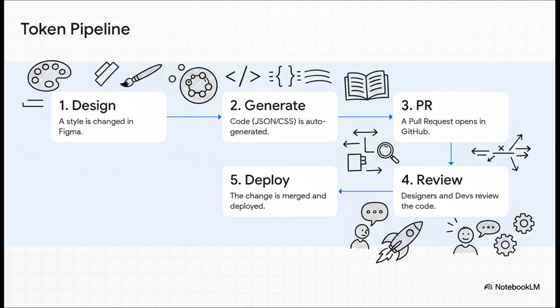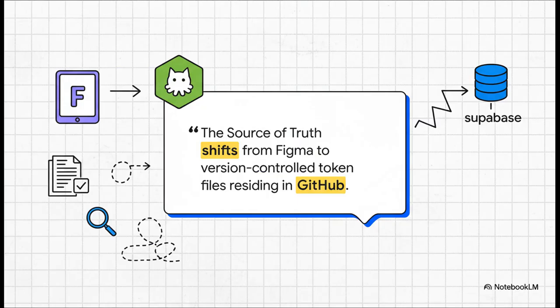This then automatically creates a pull request in GitHub, where now both designers and developers can review the exact same change together before it's merged and deployed. It is a completely seamless pipeline. And this is a massive paradigm shift. The ultimate source of truth for your design system is no longer just some visual file sitting in Figma. It is now the version-controlled token files living in your GitHub repository.